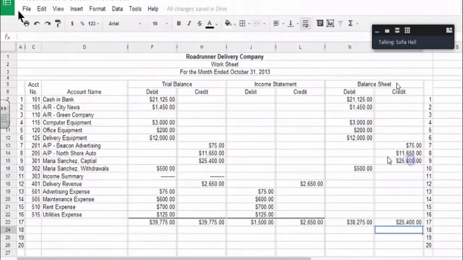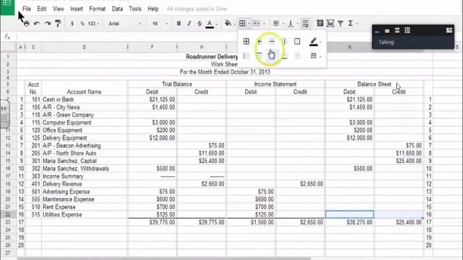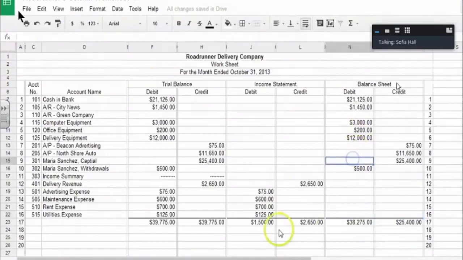Okay, now I'm just going to add a line down here at the bottom. You'll notice that our income statement and our balance sheet, the debits and the credits do not equal, but that's not to be too concerning just yet. So now what we want to do is focus on our income statement section and try to find out, do we have a net income or do we have a net loss?